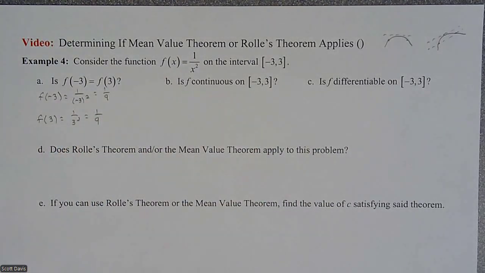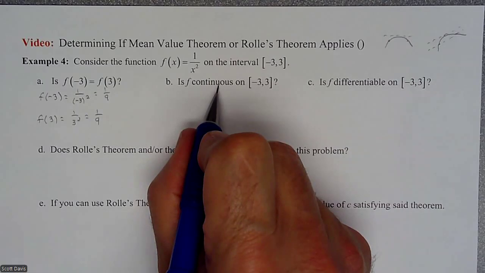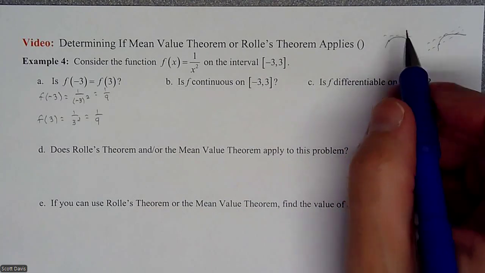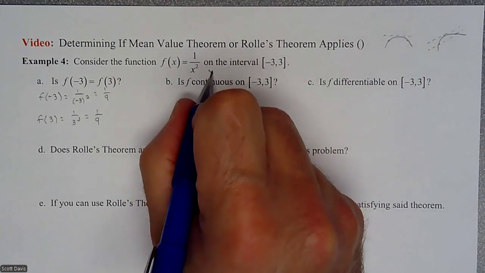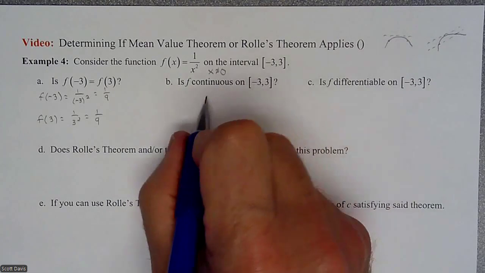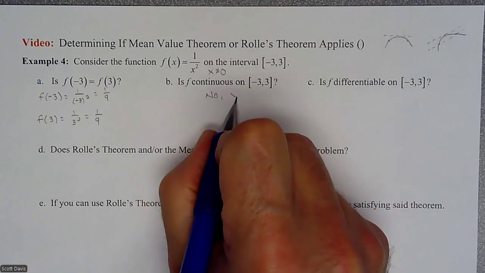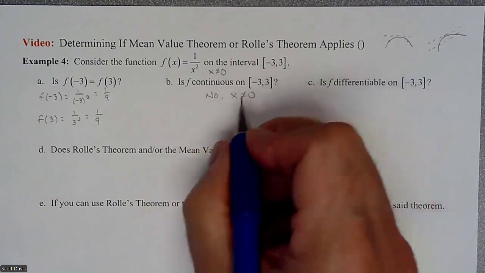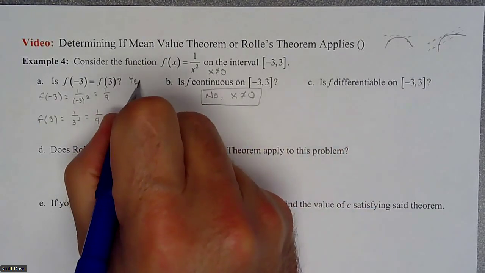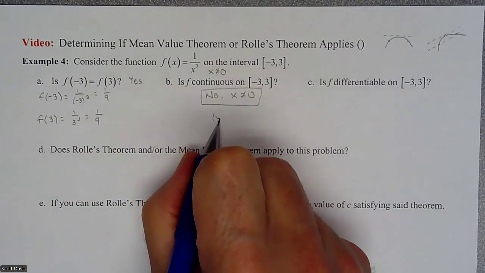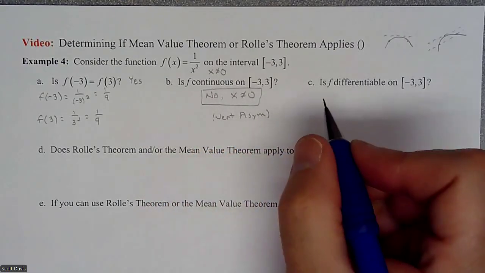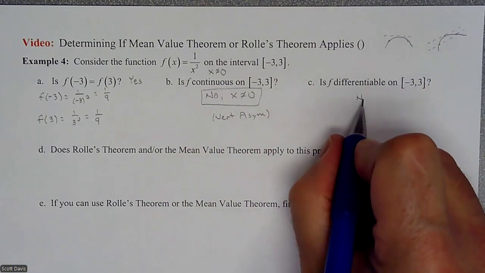So potential Rolle's theorem. However, it needs to be continuous, because if it's not continuous, I have no idea what's going on between these points. Since x cannot equal 0 and 0 is in that interval, we have a bit of a problem. So it's not continuous. You have a vertical asymptote right there. It doesn't matter if it's differentiable, but it is not.